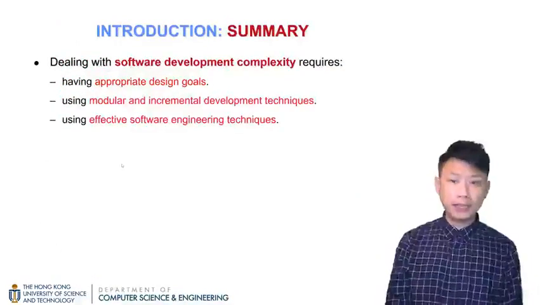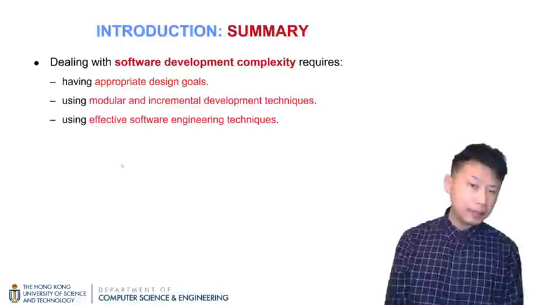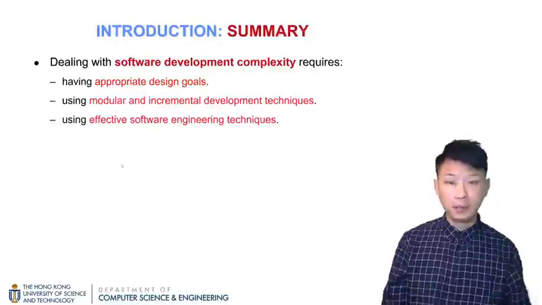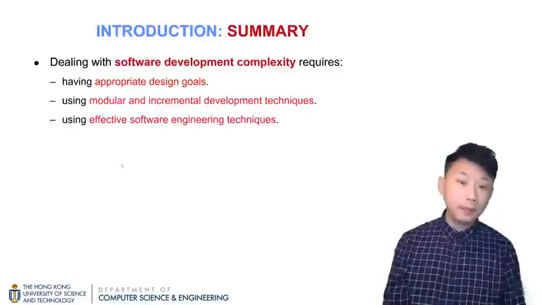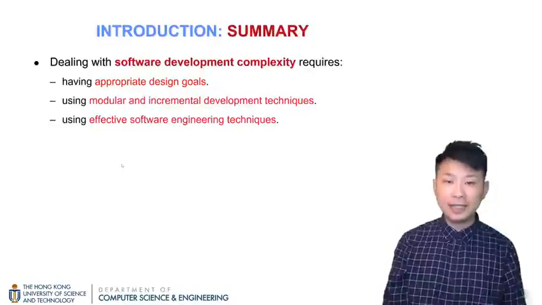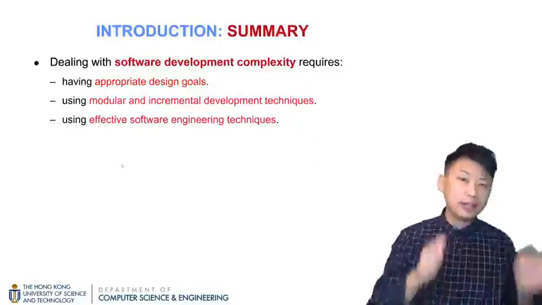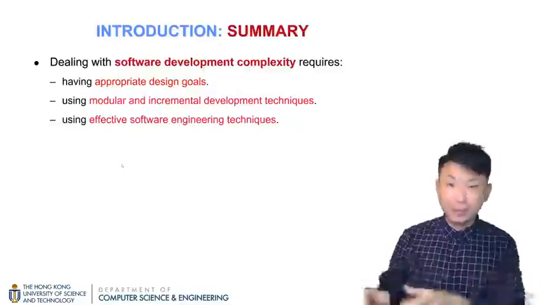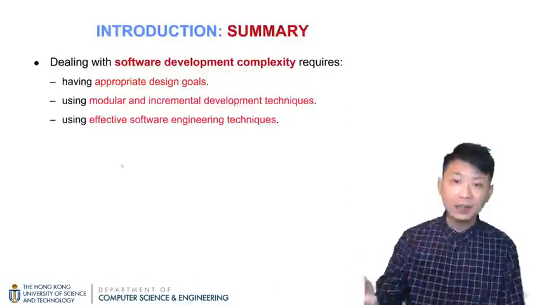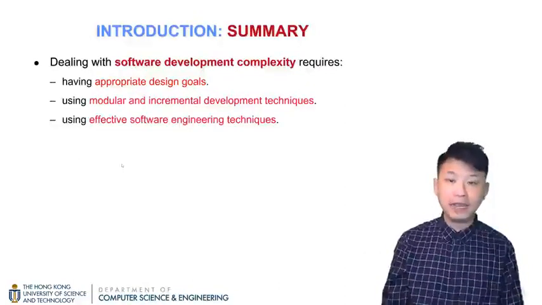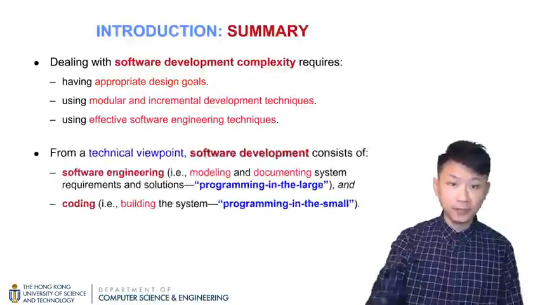So these are what we have covered in this lecture. To deal with the software development complexity, we have to choose the most appropriate design goals, usually 2 or 3 of them, at the very beginning of the project. And then we try to utilize modularity and also incremental development techniques. That means we try to chunk the large software system into many smaller pieces, and we try to handle a small piece at a time. And also we have to use effective software engineering techniques.